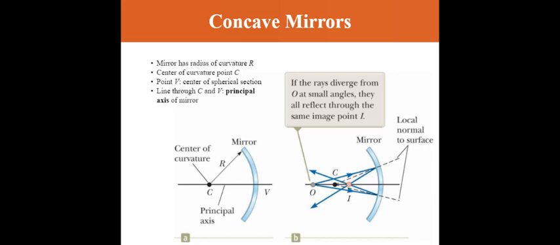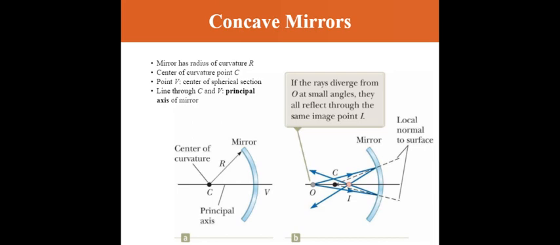And so we're going to find then the center of curvature to be a point that's a radius of curvature away from the mirror that also goes through the center of the mirror. And from that, we're going to draw a principal axis that connects the center of curvature to the center of the mirror. So the principal axis essentially cuts the mirror in half.